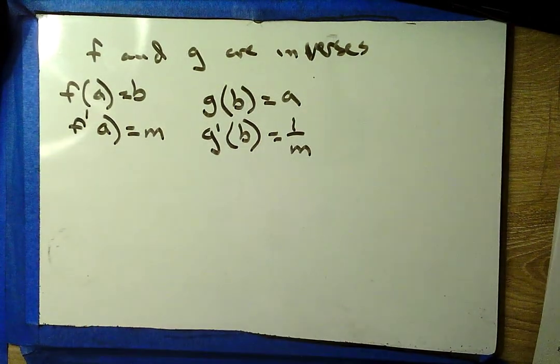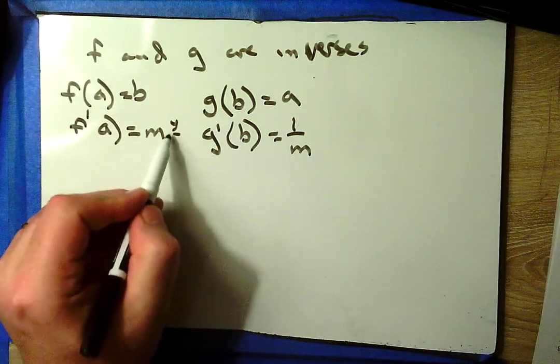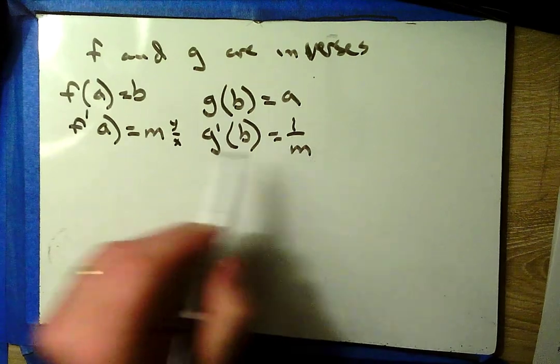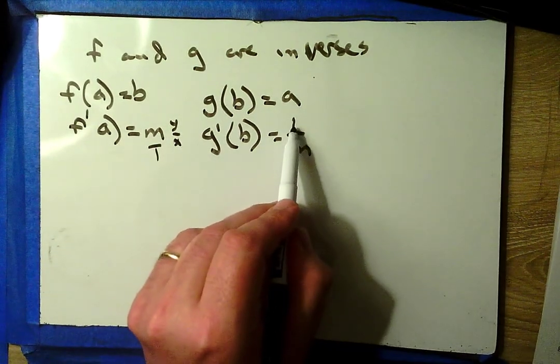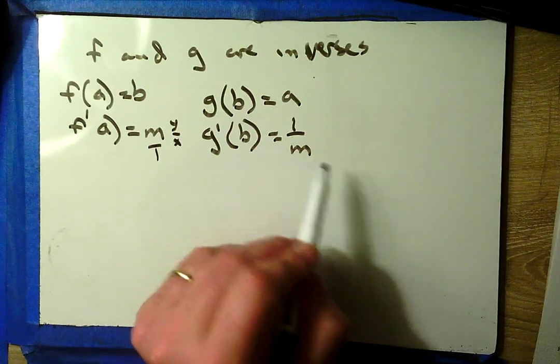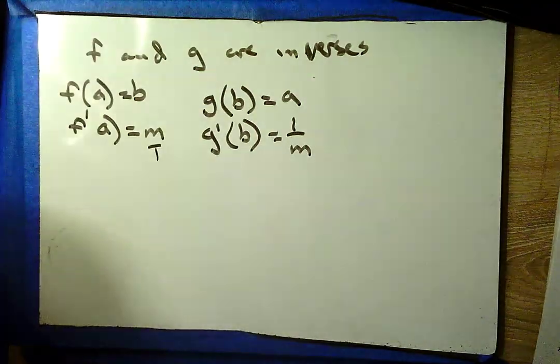Remember, because we're switching x's and y's, and slope is y over x, so we switch that x and y, and suddenly we've got our old x up here and our old y down here. Okay, so let's look at these problems with that in mind.